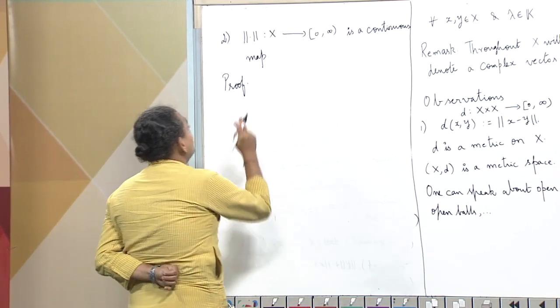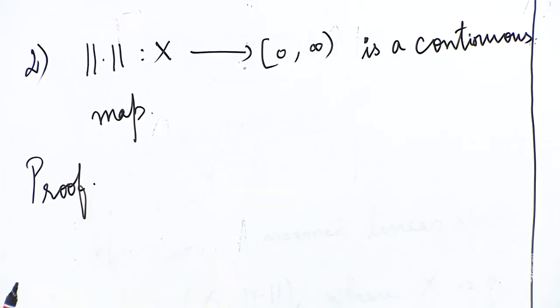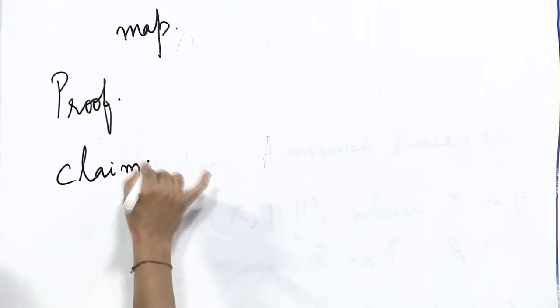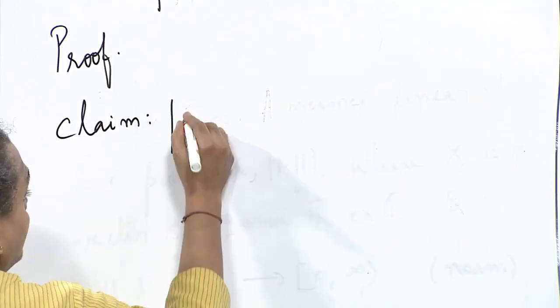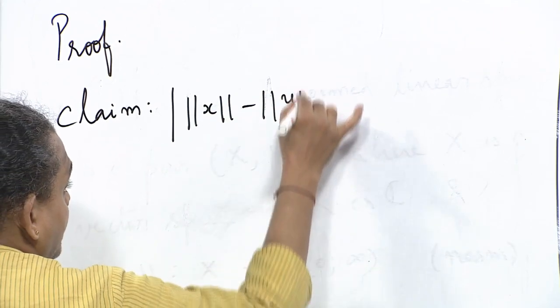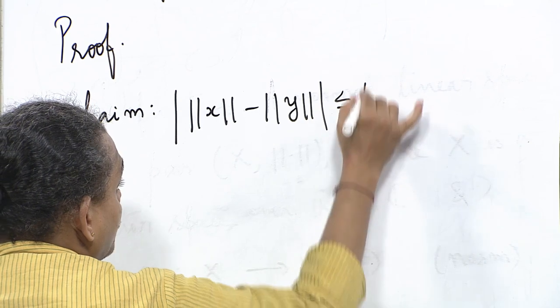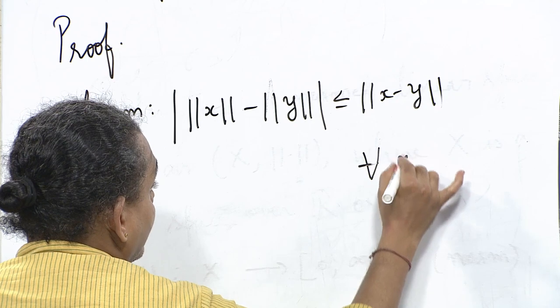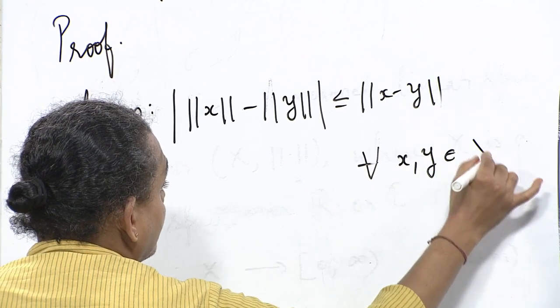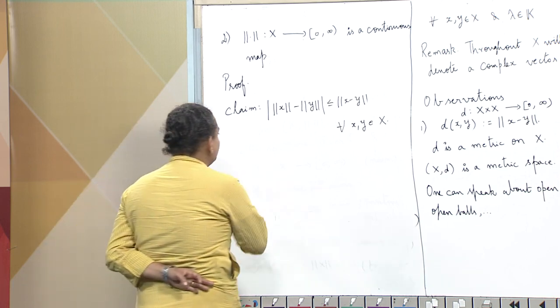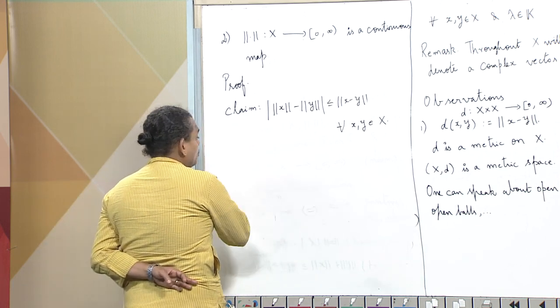Before we go to the proof that this is a continuous map, let us first claim something else. The first claim is that the norm satisfies the following: modulus of norm x minus norm y is less than or equal to norm x minus y, for all x, y in X. So, how are we going to prove this? The proof is quite easy.